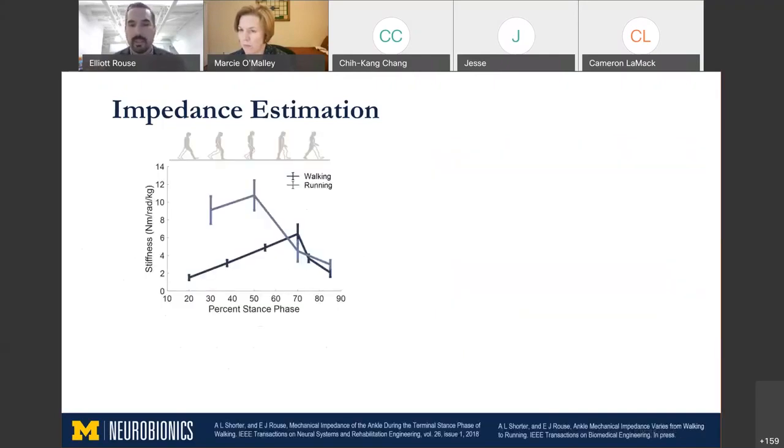So what I'd like to show you now is some of the data that we've published recently. In this plot, we're looking at stiffness as a function of percent stance phase. In the light blue, we show data from running. And in the dark blue, we show data from walking. The new data on the walking study was the last 2 points. So what's happening during terminal stance phase?